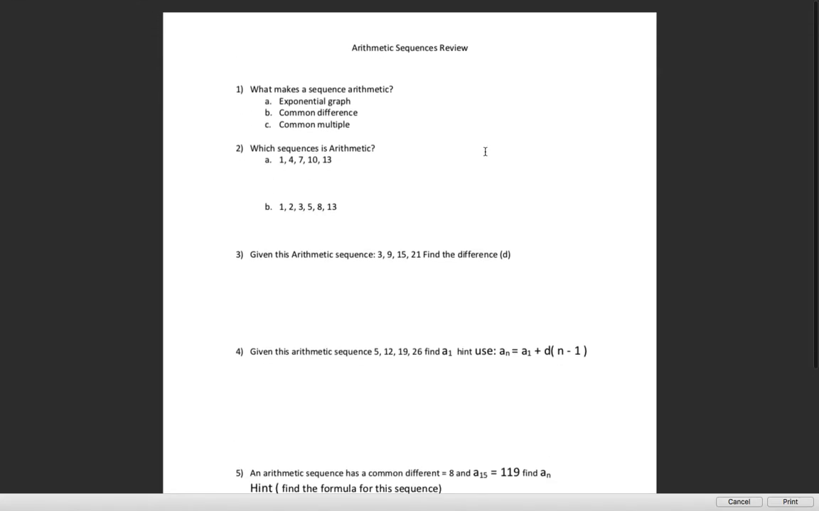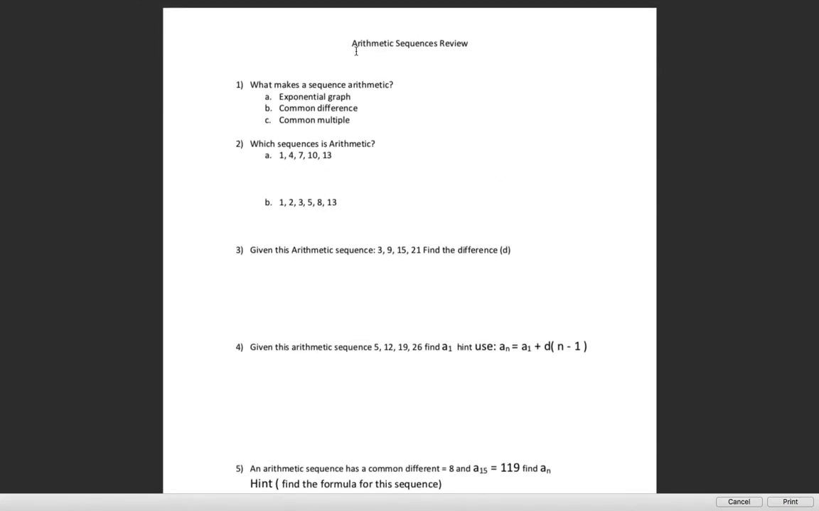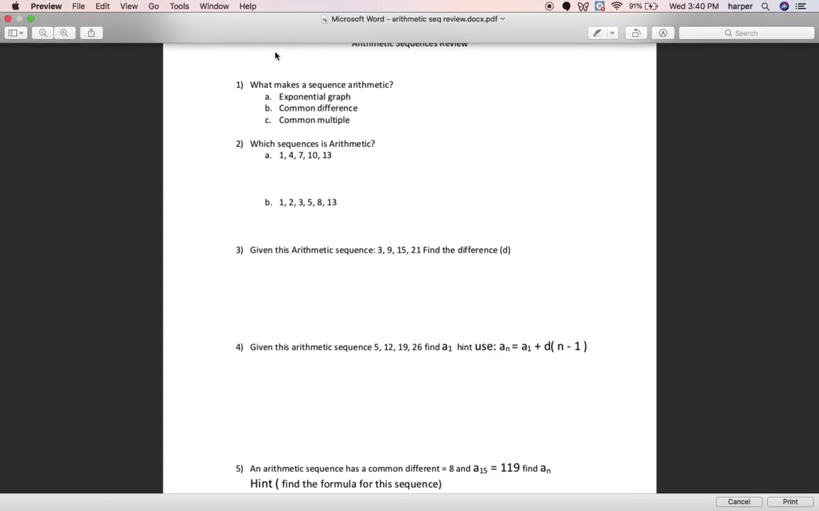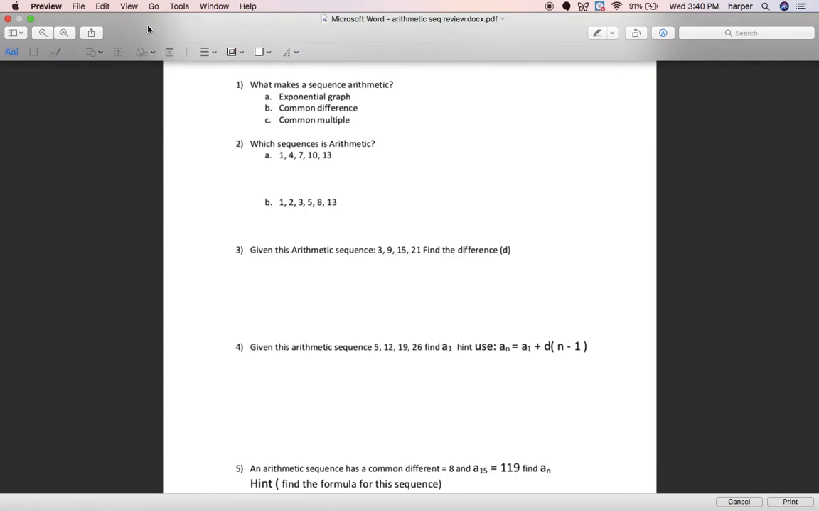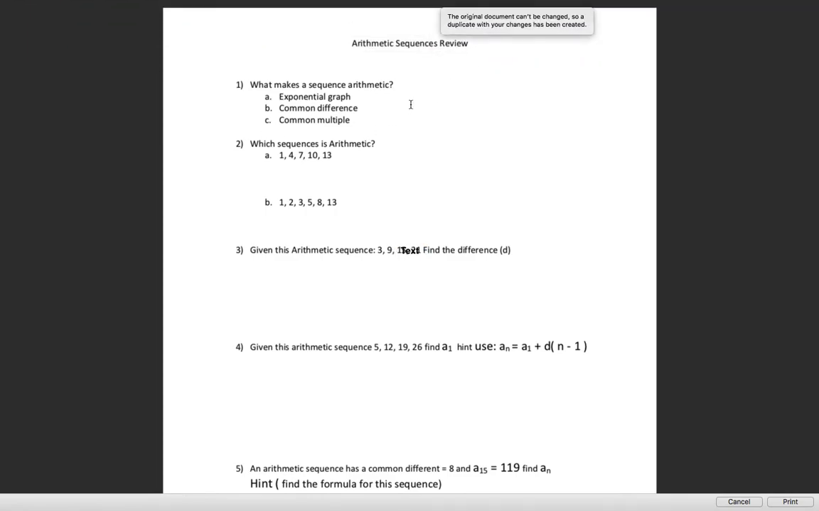Guys, so let's go through this review. We're going to be talking about what makes a sequence arithmetic. So remember, what makes a sequence arithmetic is a common difference. So again, what that means is a sequence that increases the same amount each time.